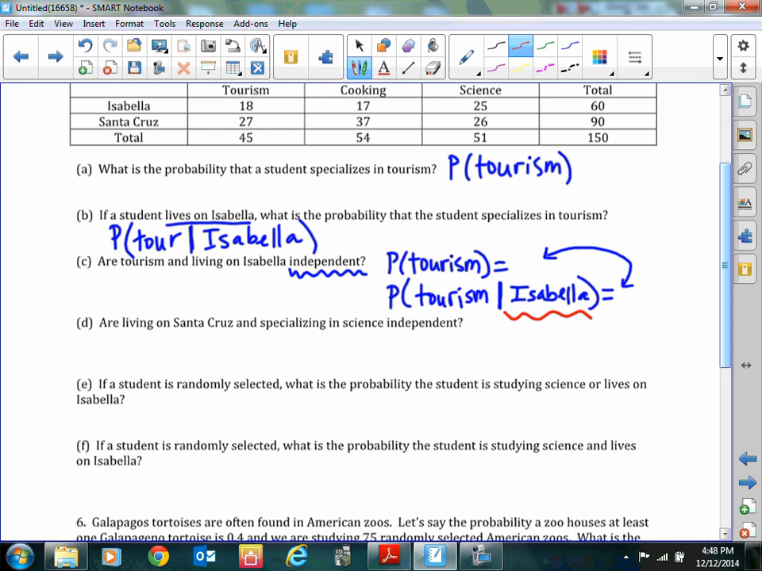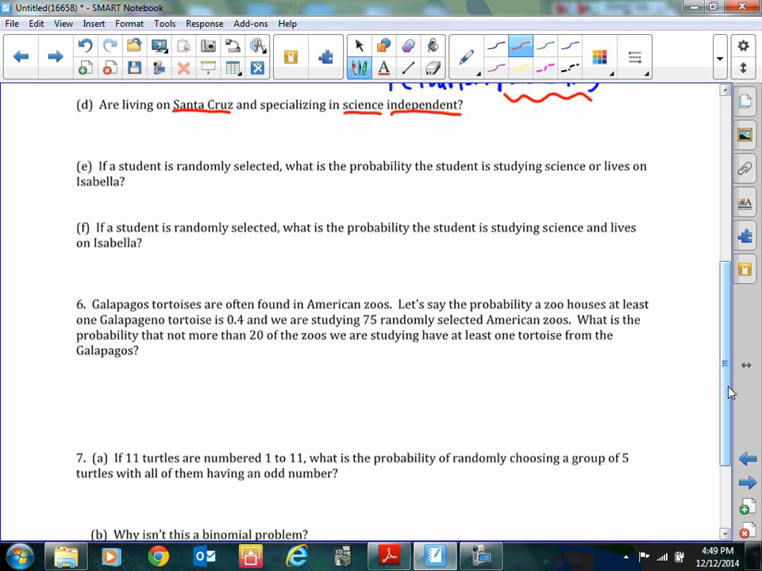You will then need to set up an independence question for this one here with Santa Cruz, living in Santa Cruz and specializing in science. All right. E is just adding together, I think you can just do that straightforward from the chart.